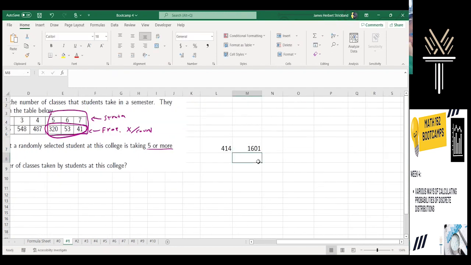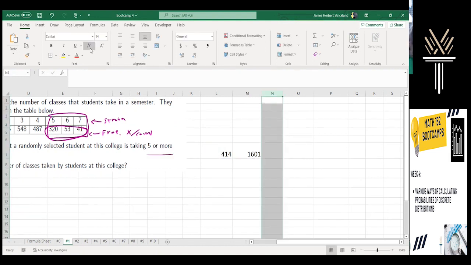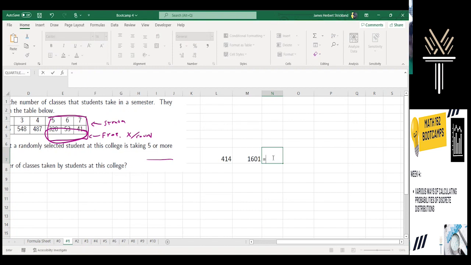And so now to get our probability, it's just what we're observing. 414 people or 5 or more divided by the total amount. Again, let me make my font larger. So 414 divided by 1601, hit go, and there's the probability that we're looking for.